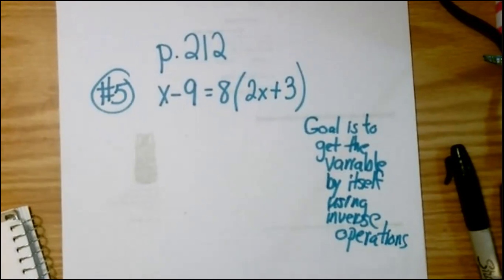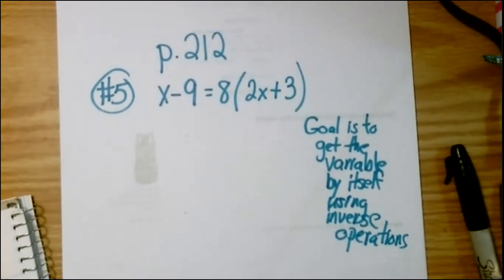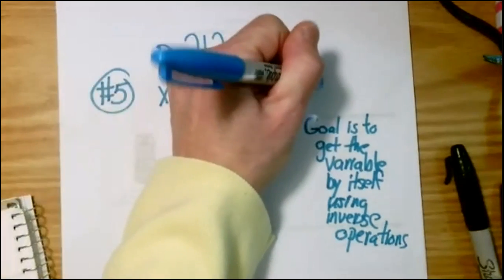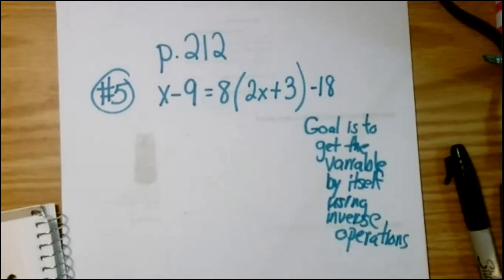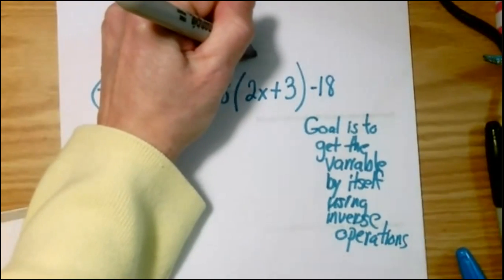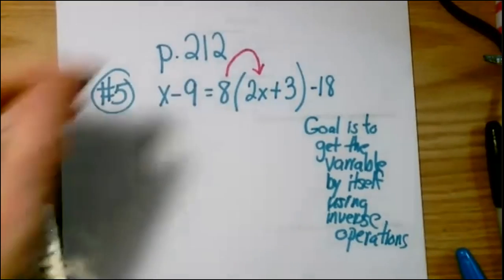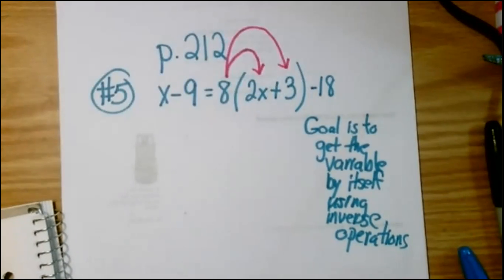Okay, we have x minus 9 equals 8 times 2x plus 3 minus, I want to add a minus 18 here. I believe number 5 has a minus 18. Yes. All right, so my first goal is to use the distributive property before I can even solve. So I'm going to need to multiply this 8 by the 2x, and I'm going to need to multiply the 8 by the 3 before I can even solve this. So let's do that first.